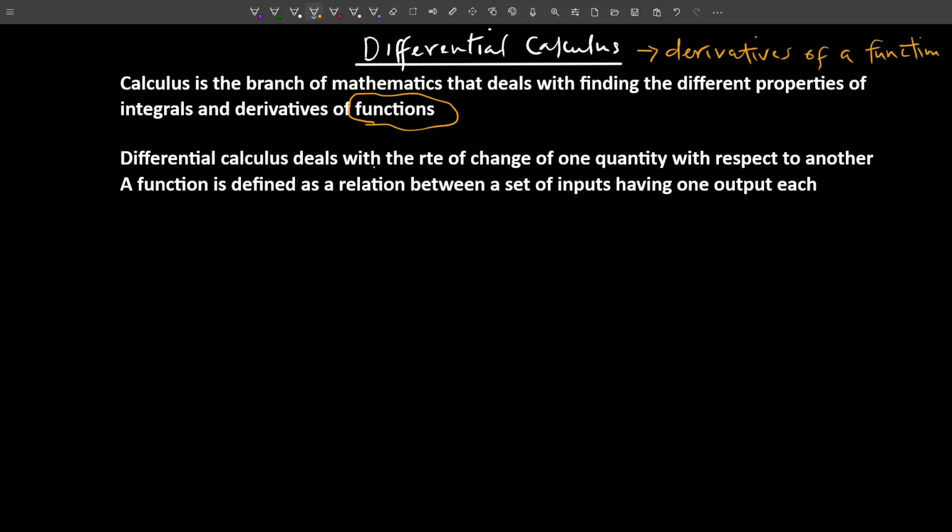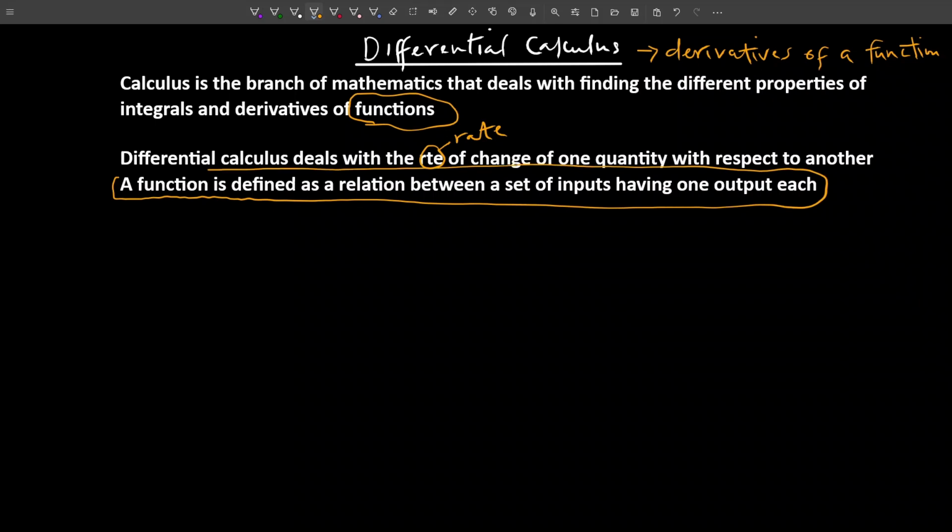Differential calculus deals with the rate of change of one quantity with respect to another quantity. We say that a function is defined as a relation between a set of inputs having one output each. It's not very clear, but I'll make a video to explain what a function is. Let me just give you the idea of what it is.